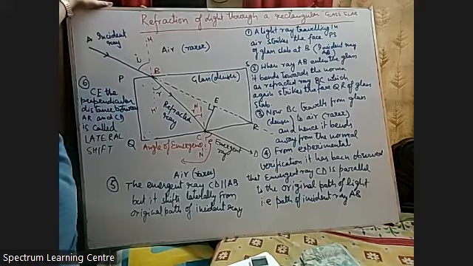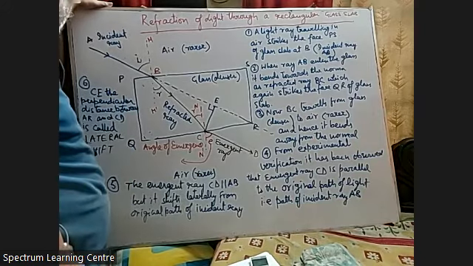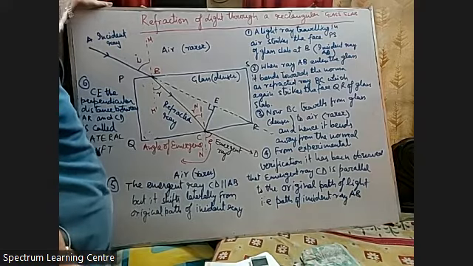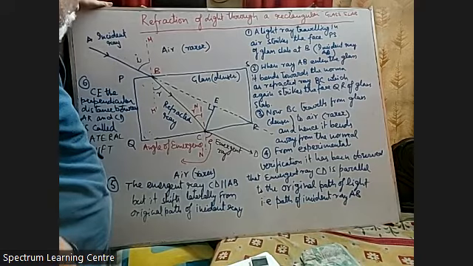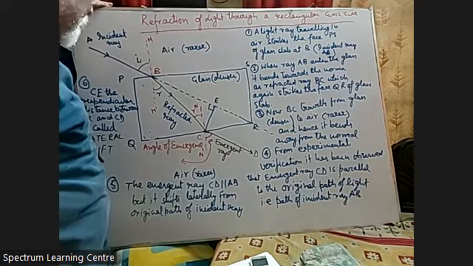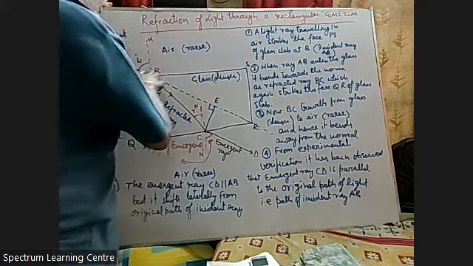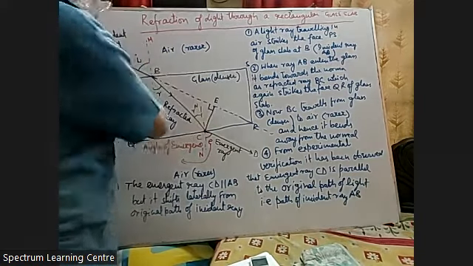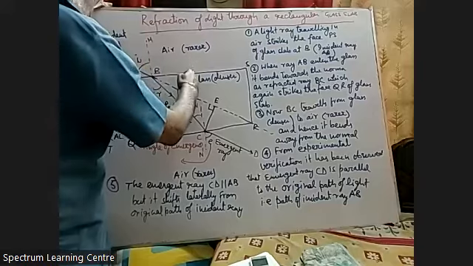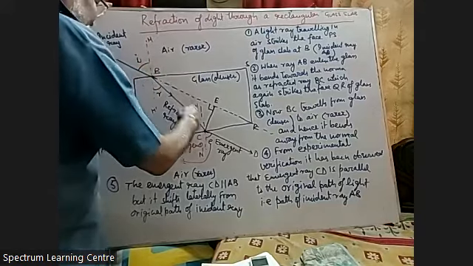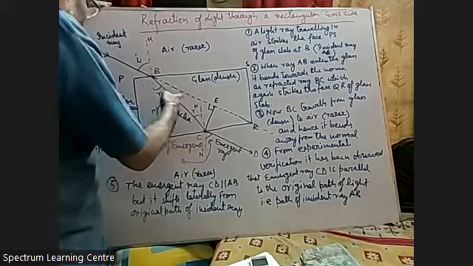Name the ray. AB is striking the glass slab, the face PS of the glass slab, at point B. Now since it is traveling from rarer to denser, the refracted ray bends towards the normal.